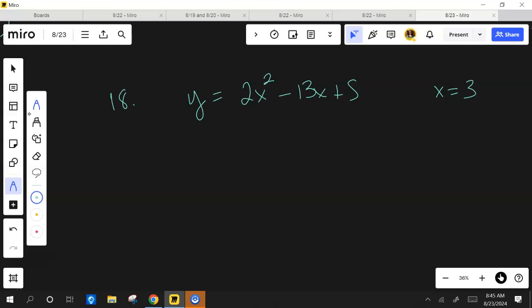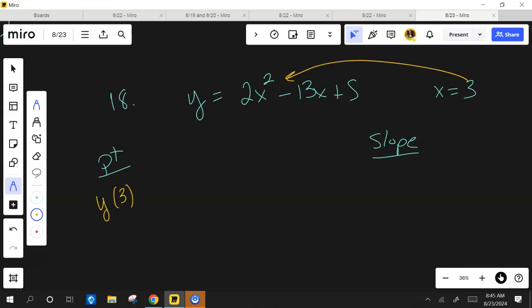I need a slope. The point's easy. I plug in 3 and find the point. So y of 3: 18 minus 39 plus 5, what do you get? Negative 16. Are you sure? Yeah. Okay.